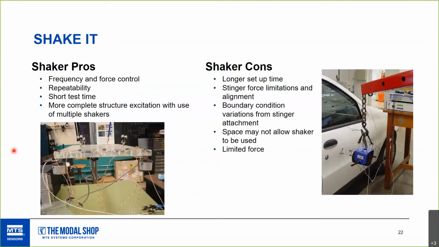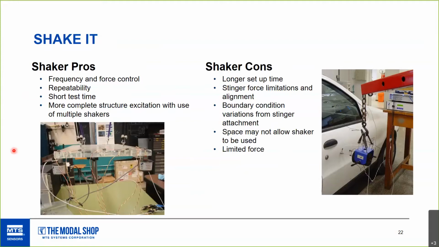And your test times with that can also be a lot shorter, since you're not having to rove that hammer to repeatedly hit potentially dozens of points on a structure, depending on the type of structure. And with that, you can get a more complete excitation of the structure in one shot, whether it's use of one shaker or multiple shakers with this type of excitation. So it's not to say you couldn't rove the shaker also if you have only one shaker at your disposal. That's certainly an option.